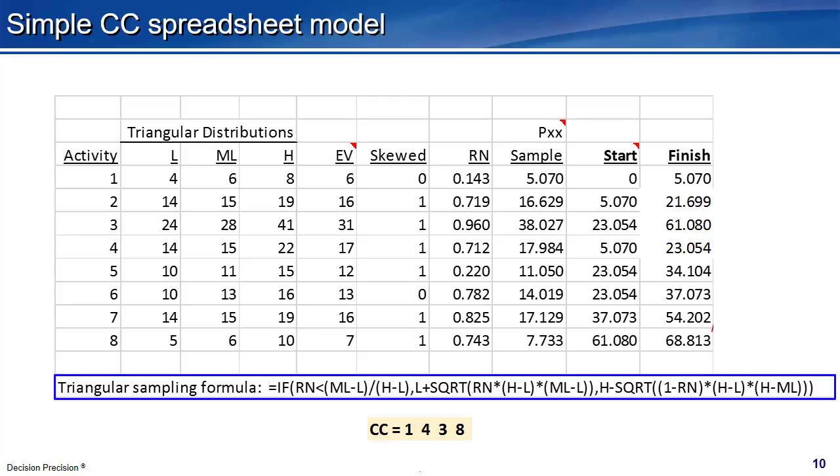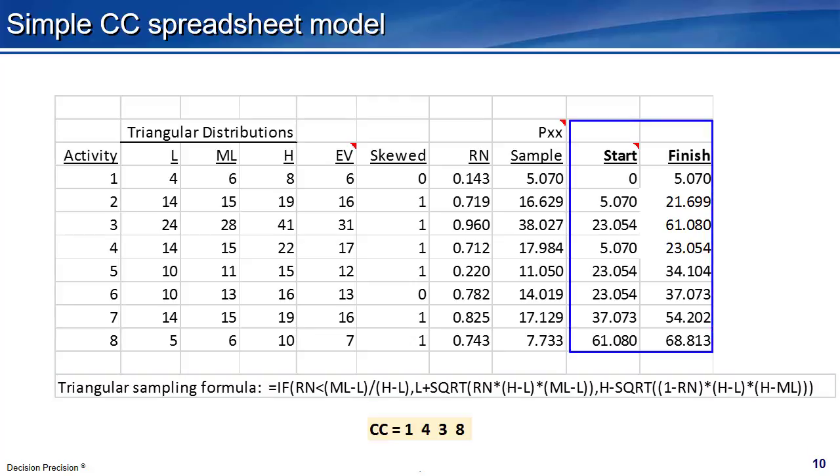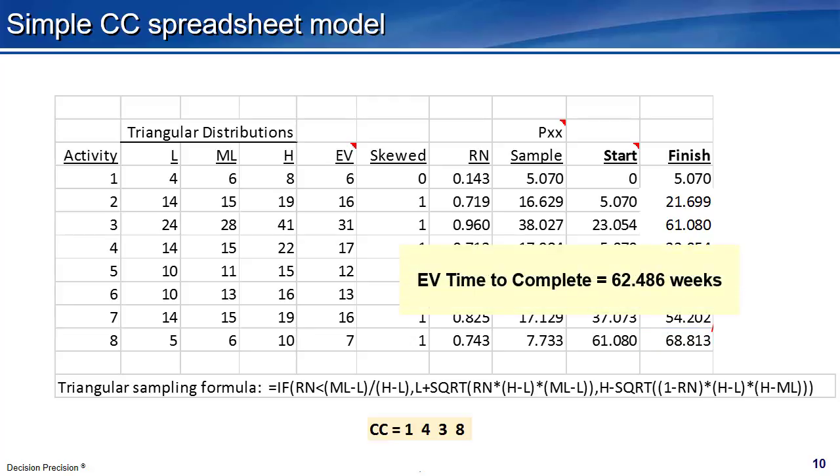Using the activity trial values shown, we have these trial values for activity start and finish times. This is the chief outcome cell, time for project completion. This trial shows the project finishing in 68.8 weeks. Running a 10,000 trial Monte Carlo simulation produces a sample mean or average value of 62.486 weeks. This is our best estimate of project completion time.